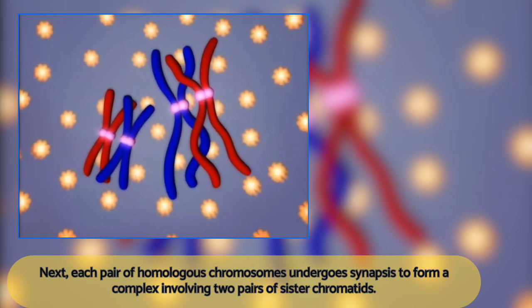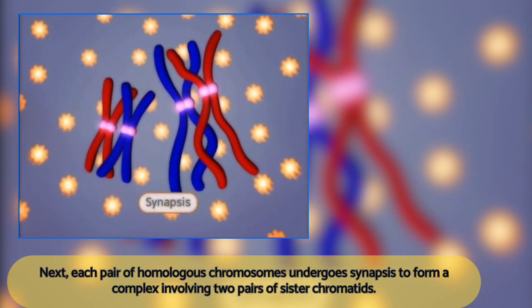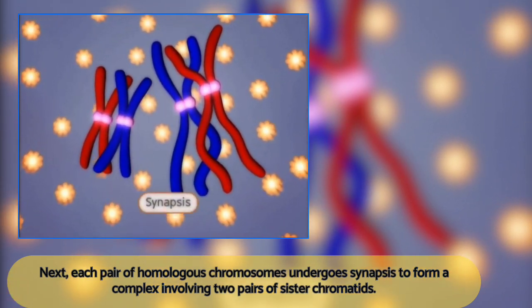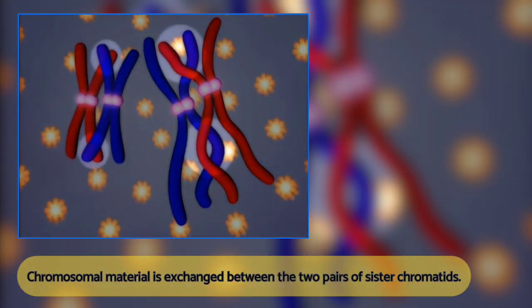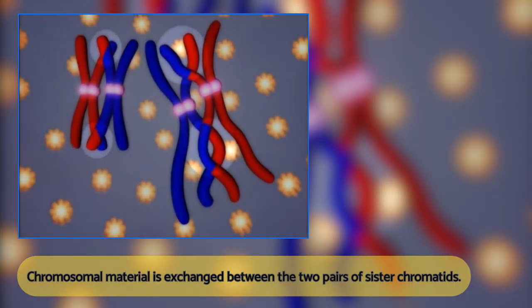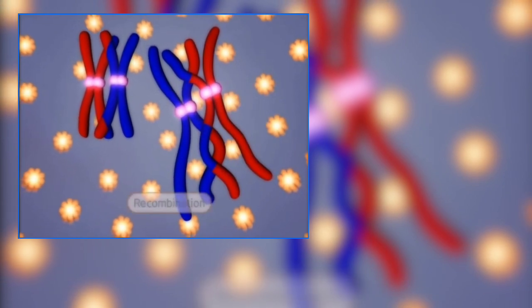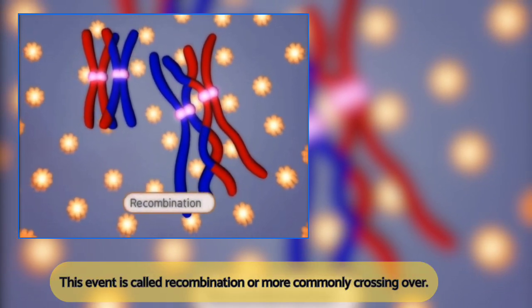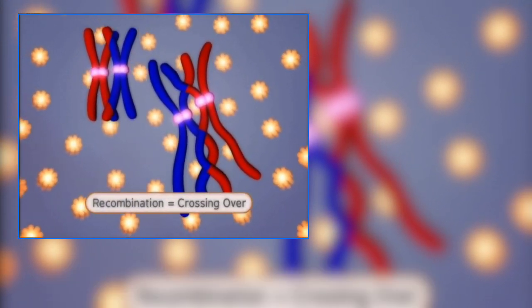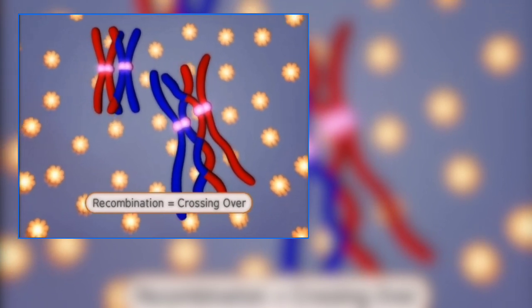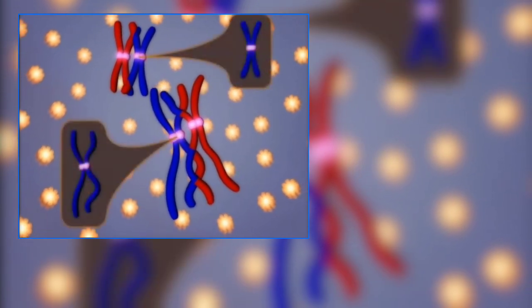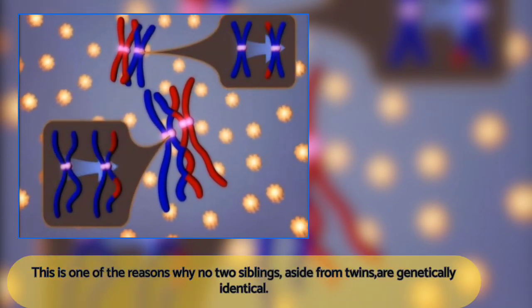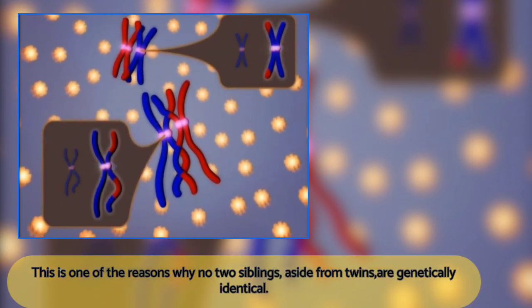Next, each pair of homologous chromosomes undergoes synapsis to form a complex involving two pairs of sister chromatids. Chromosomal material is exchanged between the two pairs of sister chromatids. This event is called recombination, or more commonly crossing over. After crossing over, the sister chromatids for each chromosome are no longer identical to one another. This is one of the reasons why no two siblings aside from twins are genetically identical.